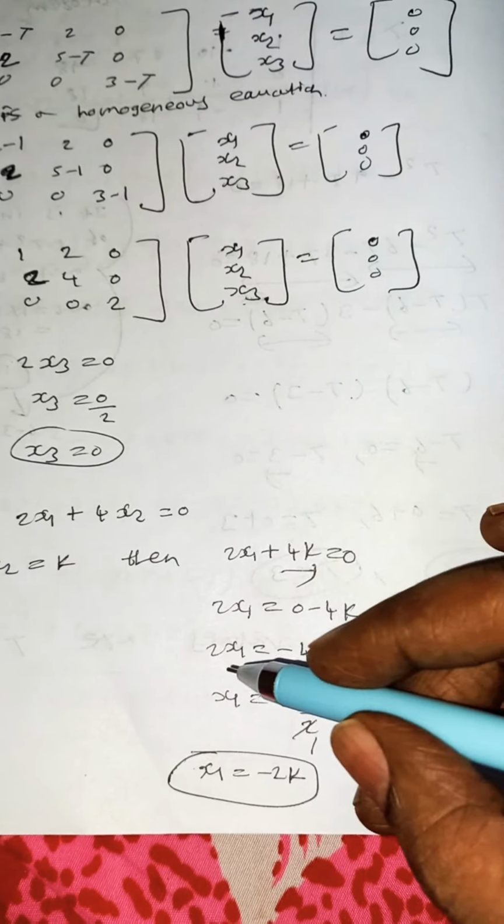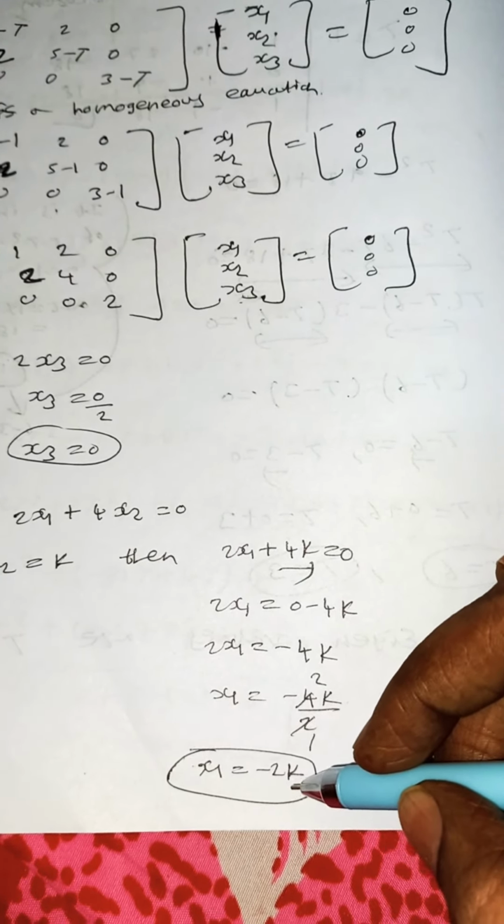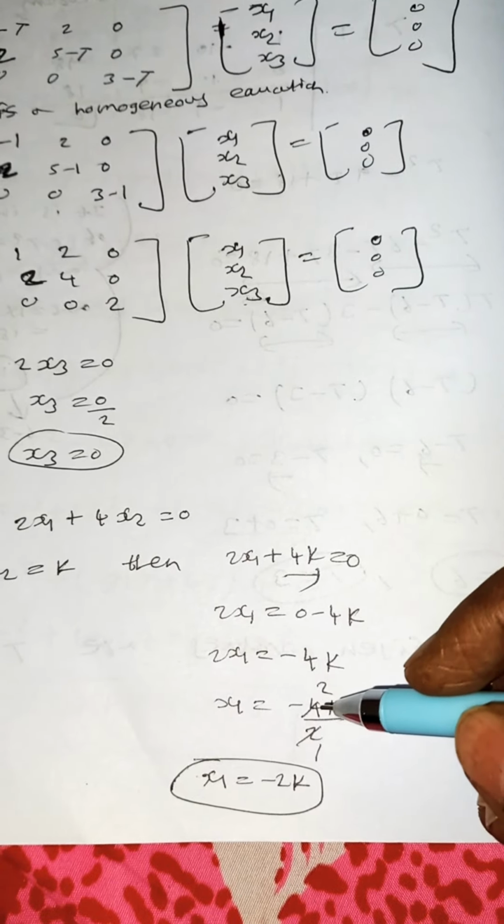Send 2 that side, multiplication will become division. 2 1s are 2, 2 2s are 4. So x1 is equal to how much? Minus 2k. So therefore we got eigenvectors.